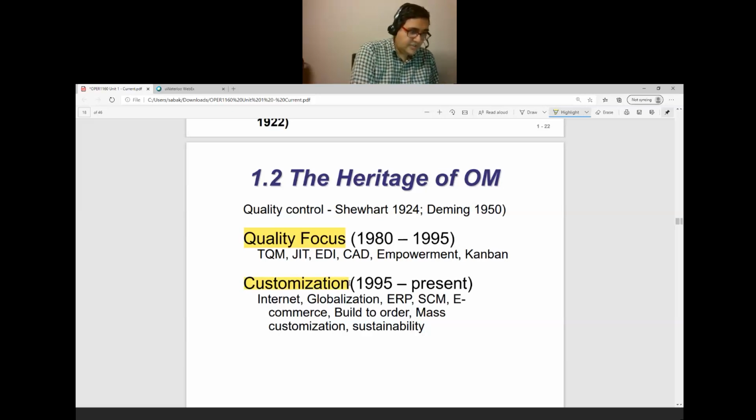And from then on, because it has started to become a digital world, in the last say 4 or 5 years you have been hearing a lot about big data and data analytics. It's all about customization. So customization is something which has been driving this.